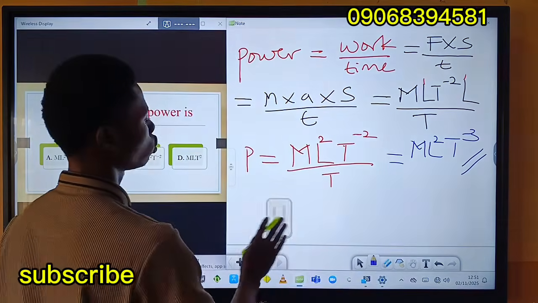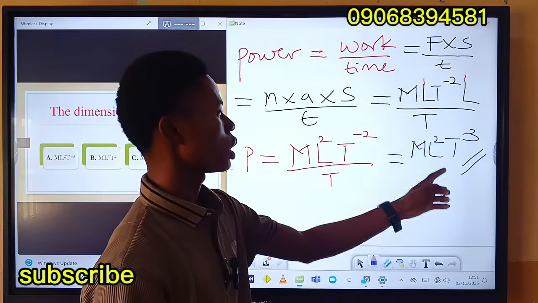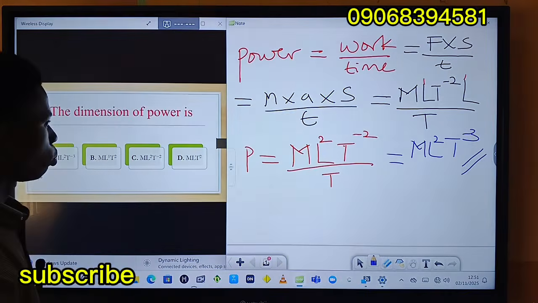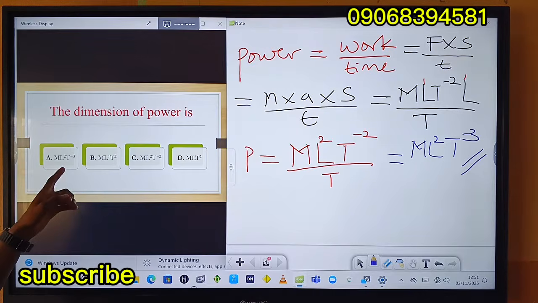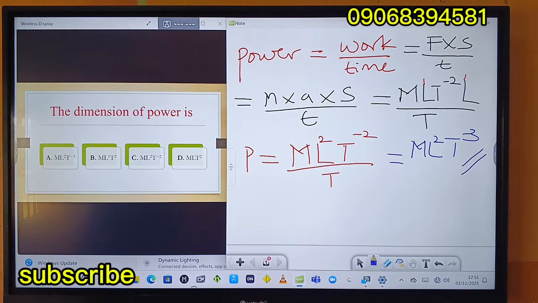Now this is the dimension for power. ml squared T raised to power minus 3. That is option, where is it? Option A. Option A is the answer.